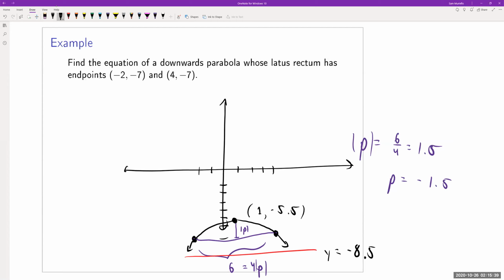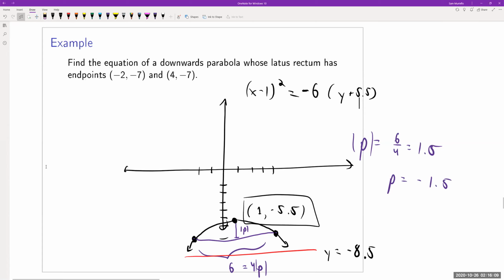But it didn't ask us to graph, it asked us to find the equation. The vertex is the most important piece, which we've got here. So since it's downwards, that means that x is squared. So (x minus 1) squared is equal to the 4p, which was the 6, negative since it's downwards, times (y plus 5.5), plus since it's negative in the y direction. There we go.